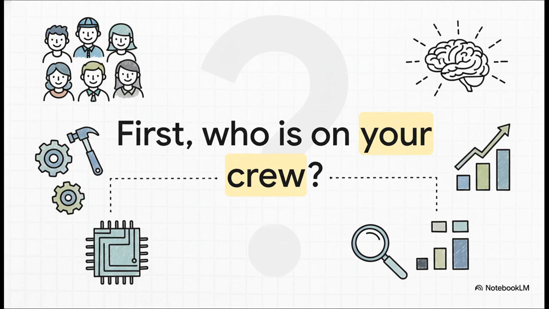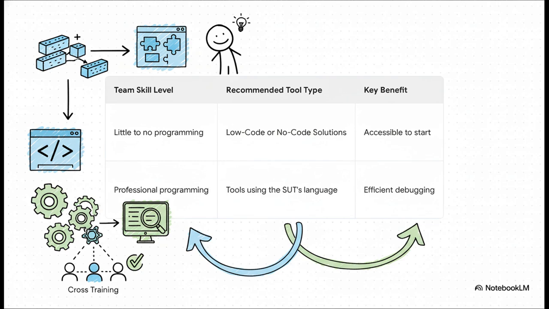What are their skills? Because believe me, the experience level of your team is going to point you toward entirely different categories of tools. So this slide lays out the two main paths. If your team has pretty limited programming experience, you should be looking at low-code or even no-code solutions. They're just much more accessible. But if your team is full of skilled programmers, you'll want to choose tools that use the same language as the software you're testing. This makes everything from debugging to cross-training way more efficient.